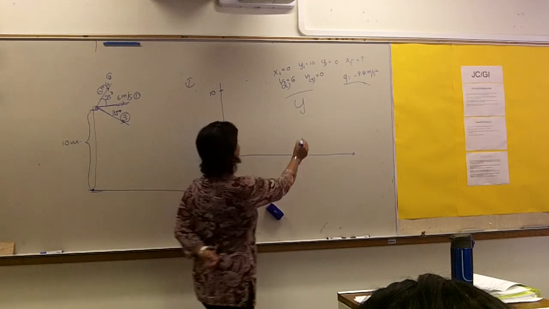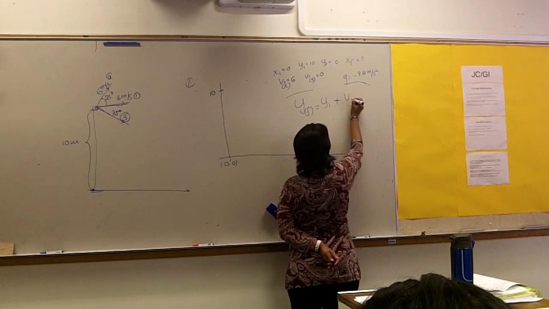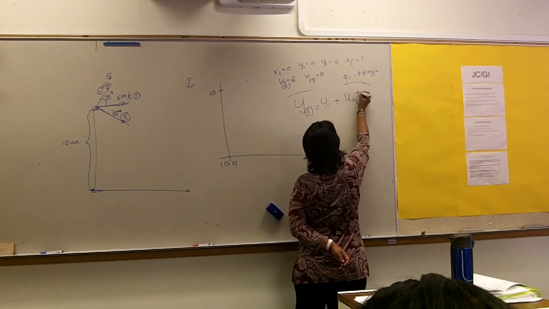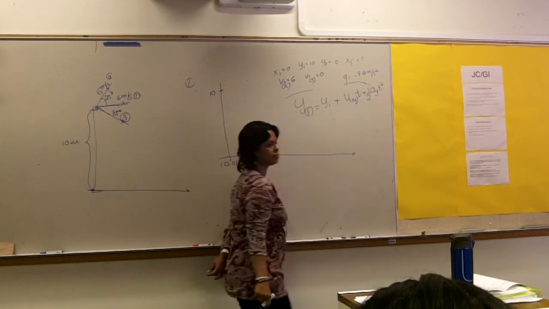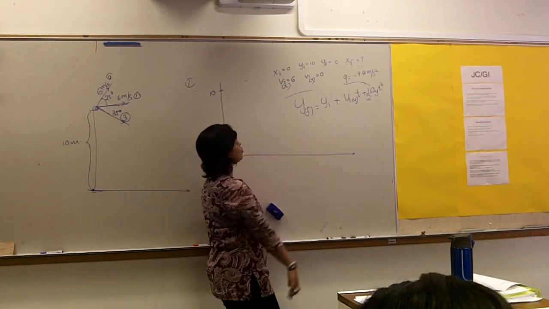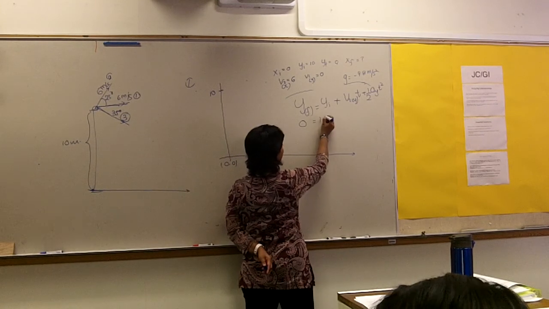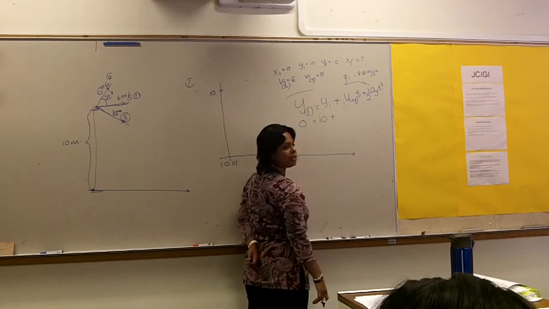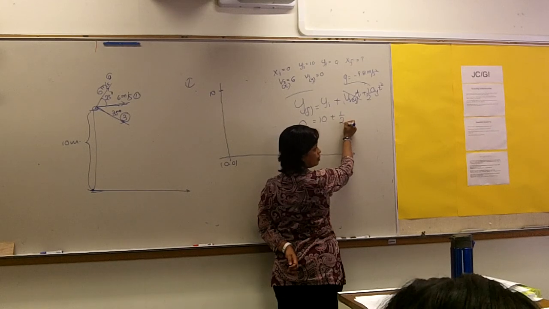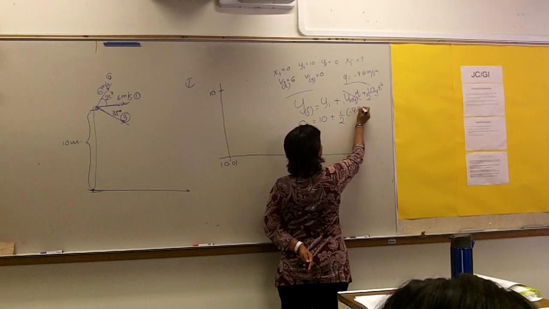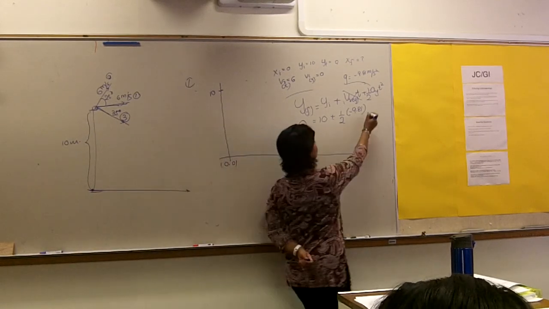So y final is equal to y initial plus vi in the y direction times t plus half ay t squared. Now y final, what is it equal to? 0. Y initial? 10. What about velocity in the y direction? 0, so this term is 0. Half, what is ay? Negative 9.81. Do you all agree? Yes.